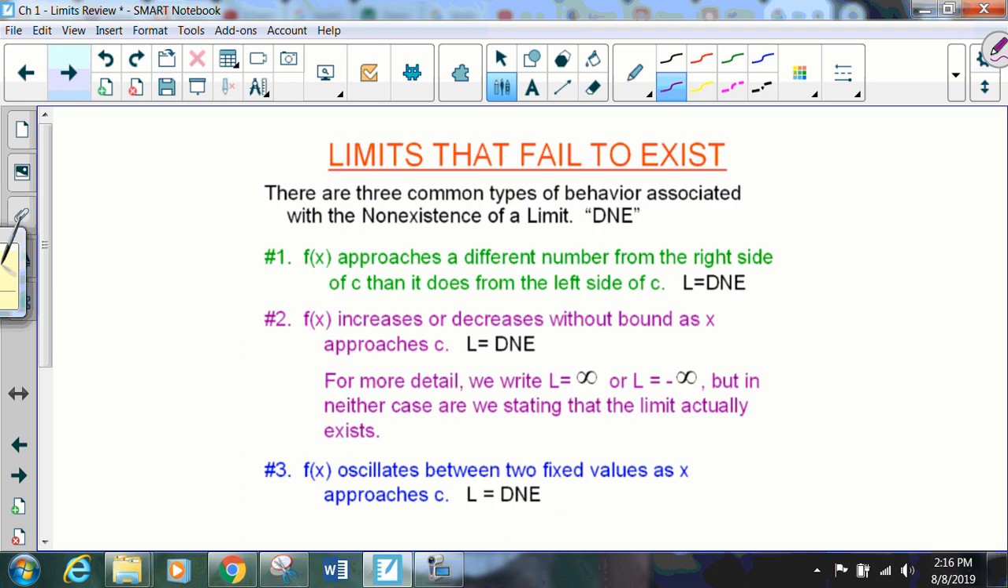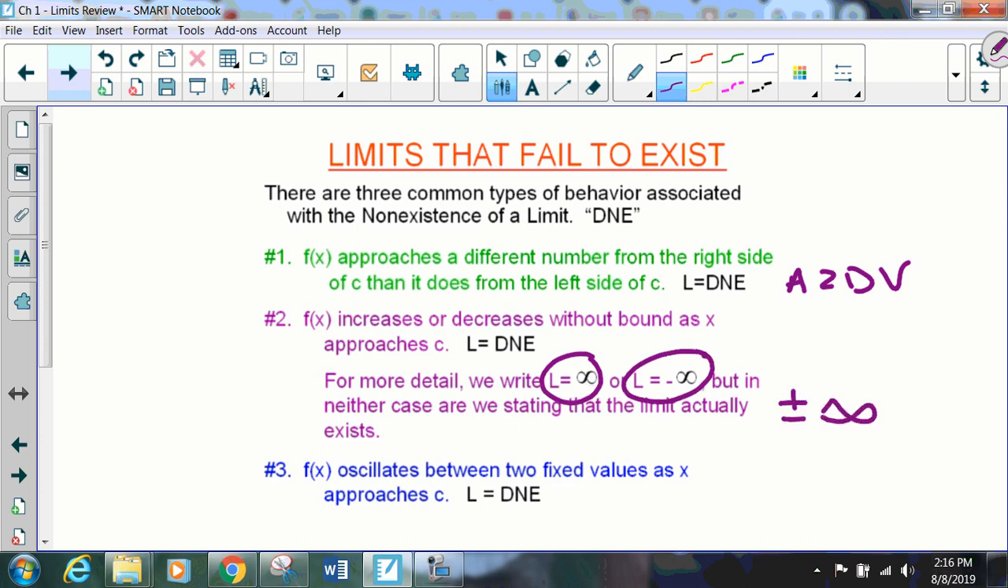Okay, so limits fail to exist for 3 reasons, right? It approaches 2 different values from both sides, or it can shoot off to infinity, negative infinity, or both positive and negative infinity, or it oscillates. Those are the 3 ways that a limit will not exist.